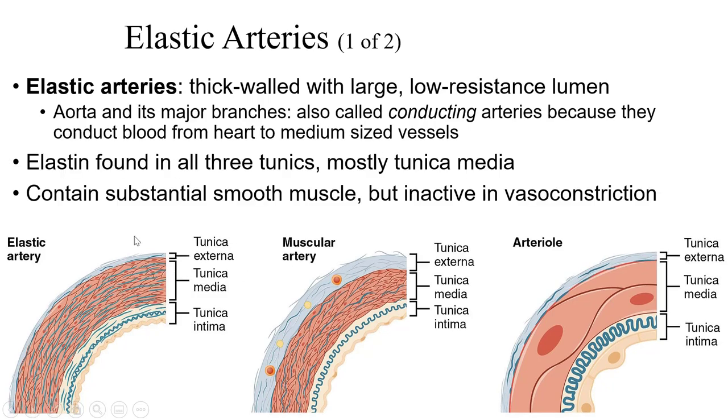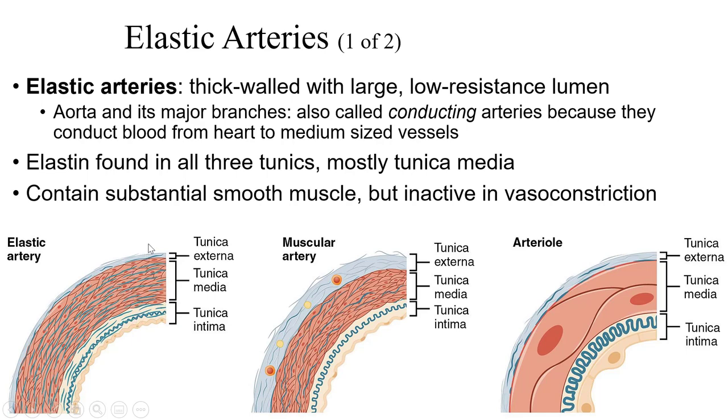Elastic arteries, this is your elastic arteries. They are very thick walled with a very large, low resistance lumen. An example of this is your aorta and its major branches, also known as the conducting arteries, because they conduct blood from the heart to the medium-sized vessels. Elastin is actually that yellow part.